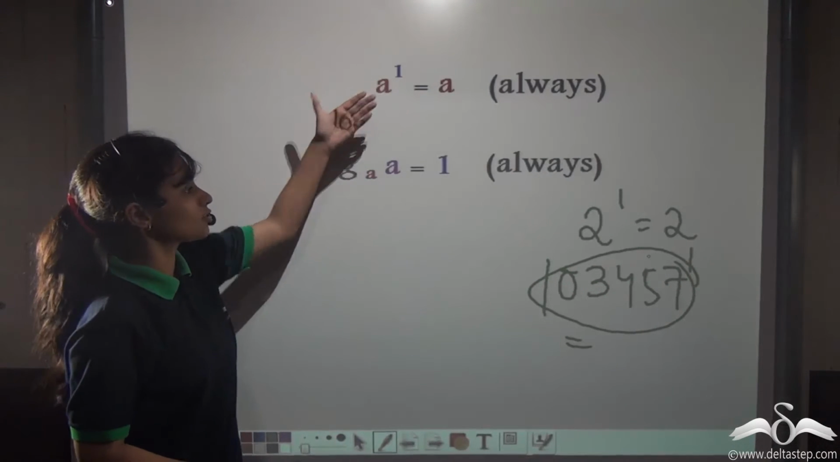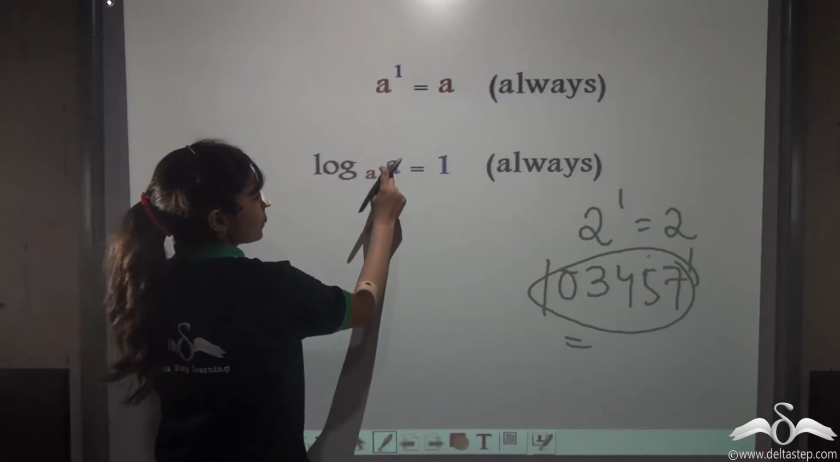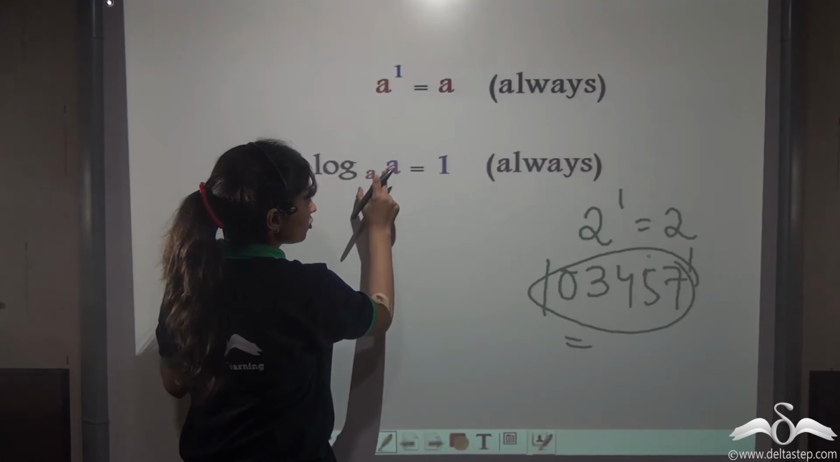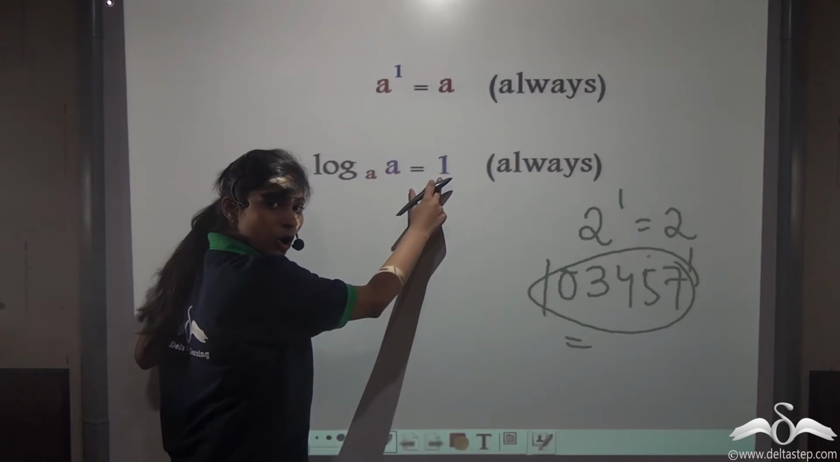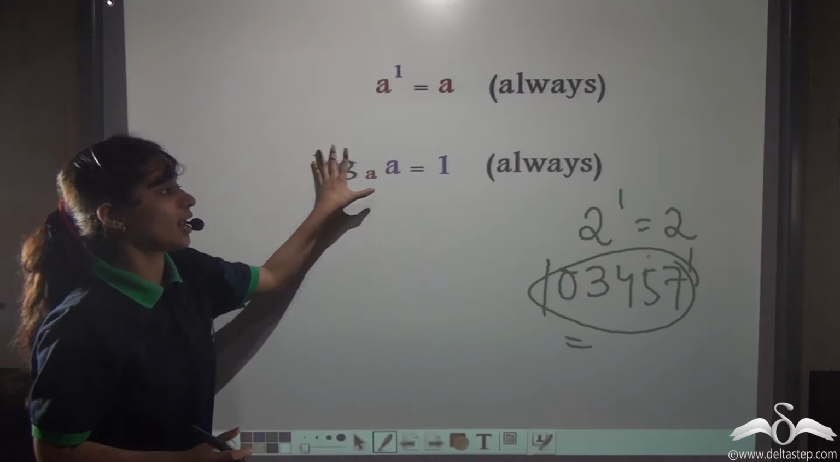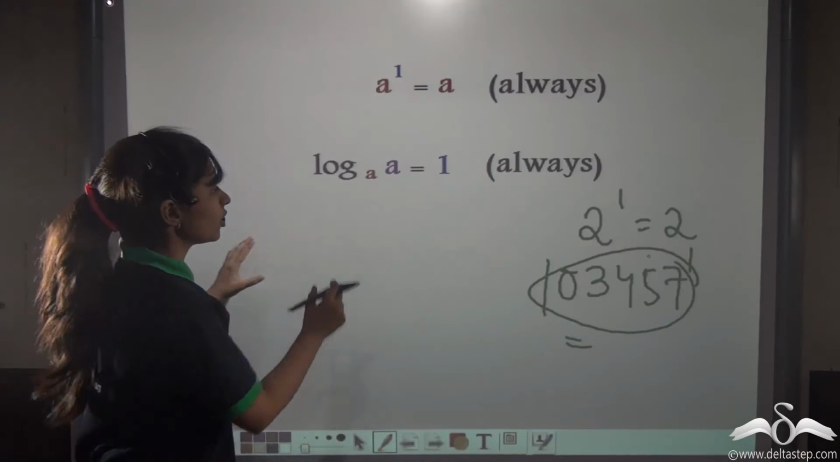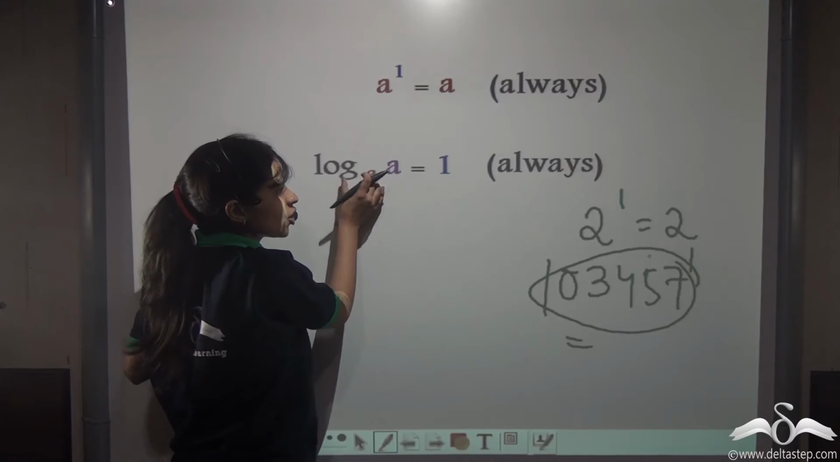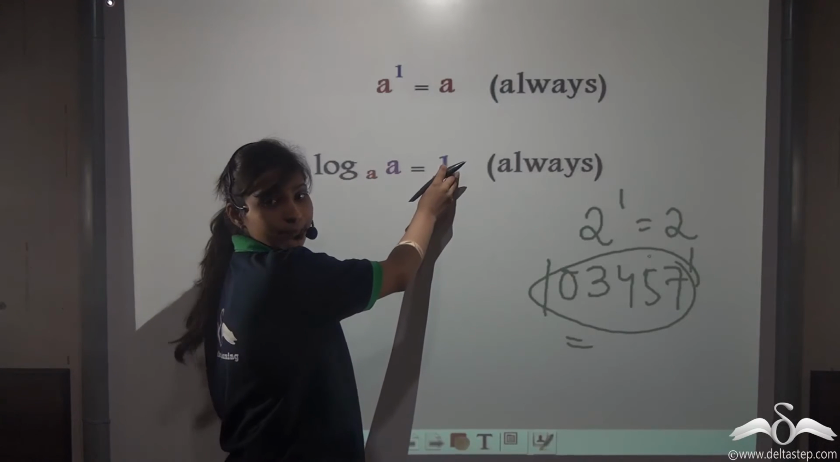So converting this to log, what happens? The base remains the same. And a to the base a, that is log a to the base a, gives you 1 always. So this is actually another property of log. Whenever you see the same number here and the same number in the base, you can just write the answer as 1.